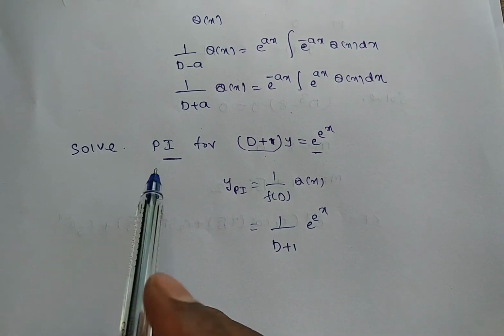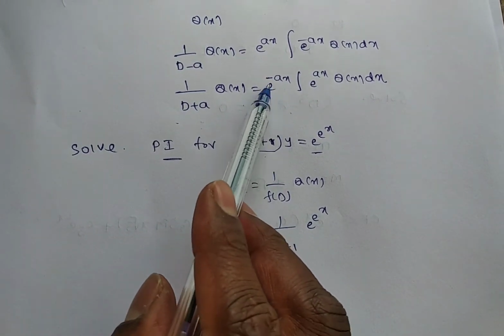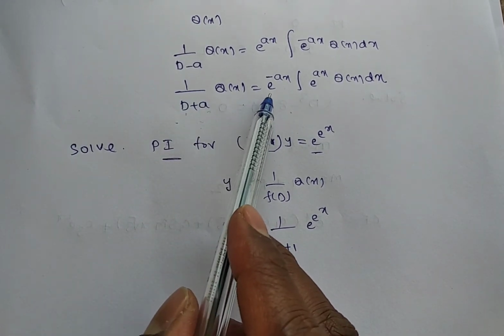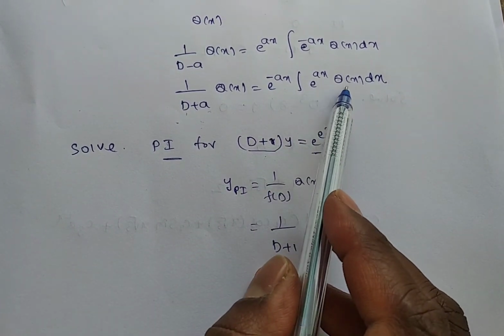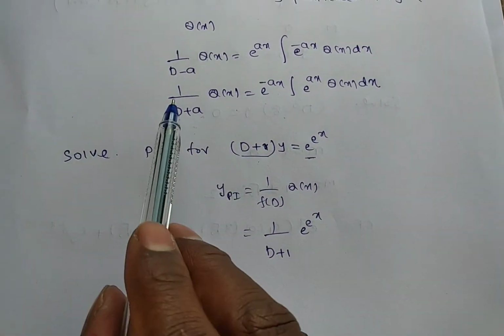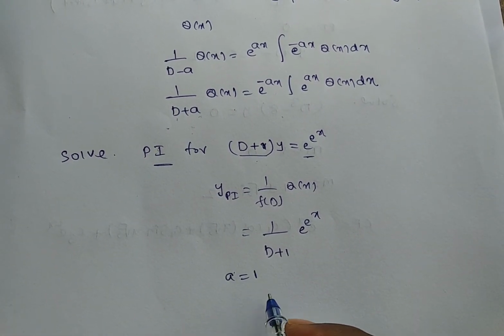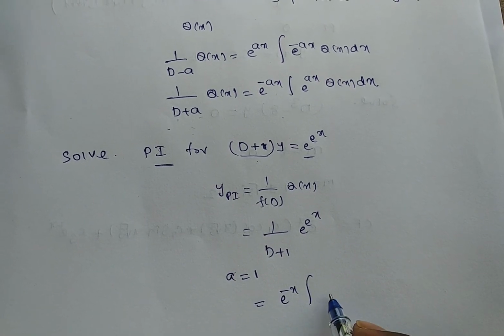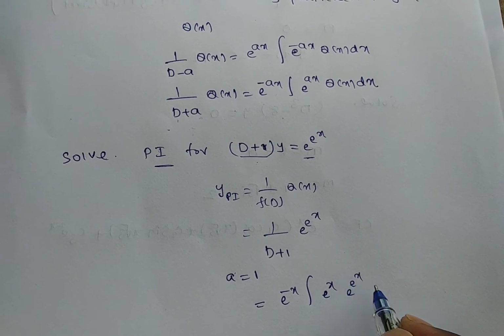Just now we discussed a formula. Now it is in the form of 1 by D plus a Q of x. The formula is 1 by D plus a into Q of x is equal to e power minus ax integral of e power ax Q of x dx. Now by comparison on both sides, we can say a is equal to 1. Put a is equal to 1 and it will become e power minus x into integral of e to the power of x into e to the power of e power x dx.